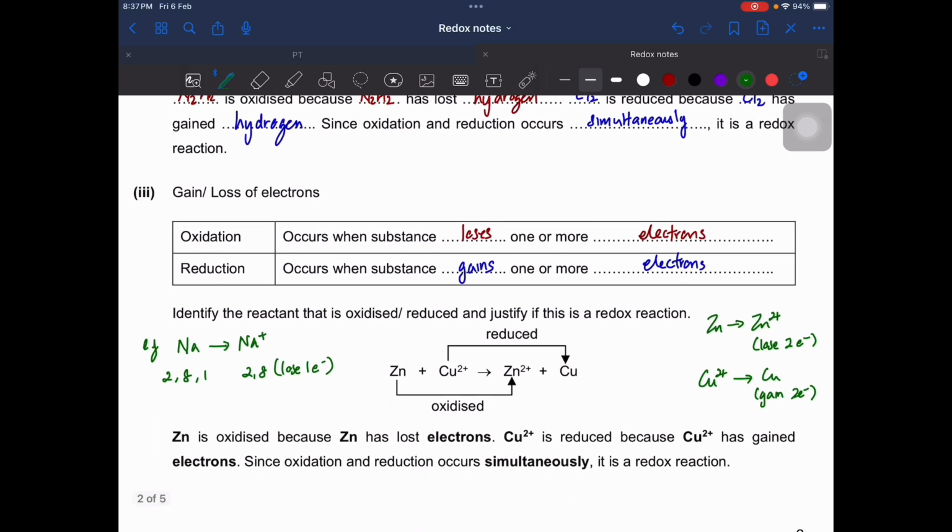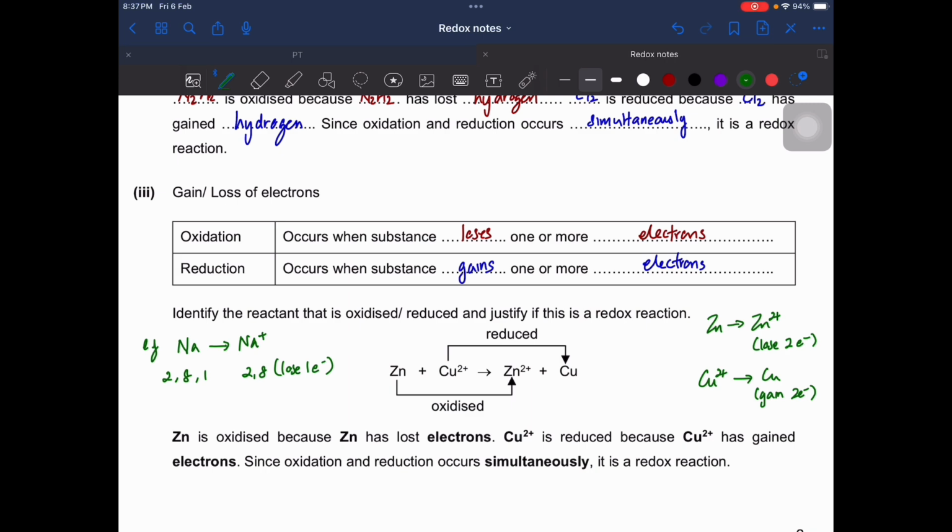So based on this, we can tell that zinc is actually being oxidized because it has lost electrons, whereas Cu2+ has been reduced because it has gained electrons. And since both reduction and oxidation happen simultaneously, this is what we call a redox reaction.